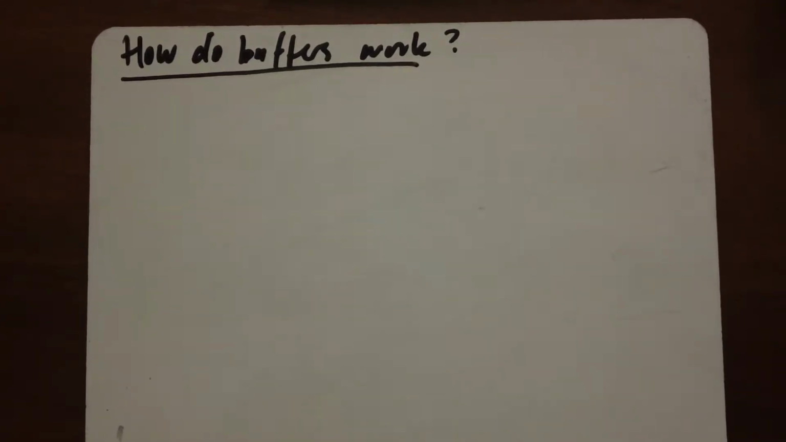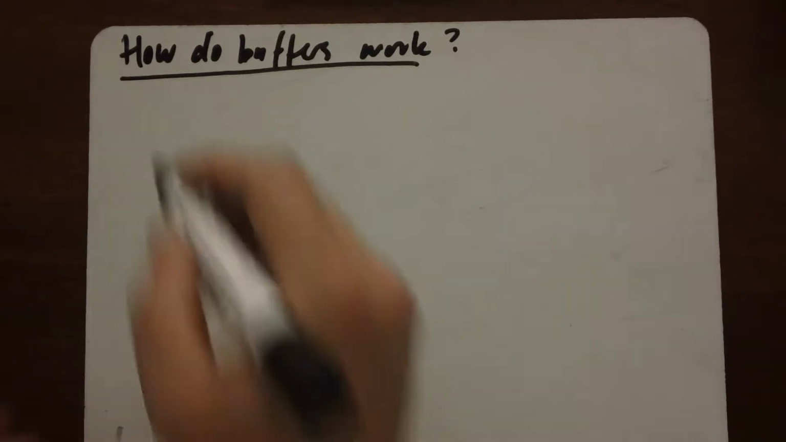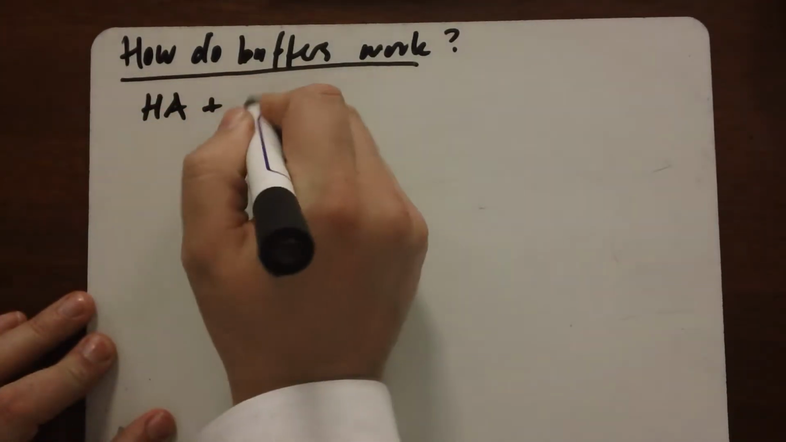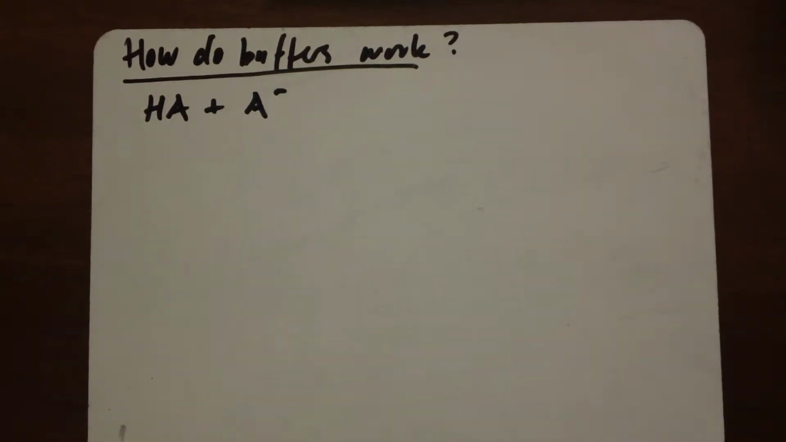Now, as we've seen previously, to make a buffer you need a weak acid and you need to add some salt of that weak acid. So, weak acid and salt of that weak acid.